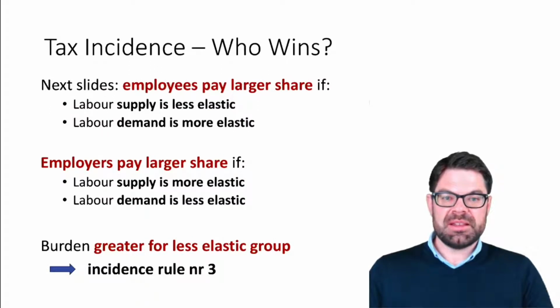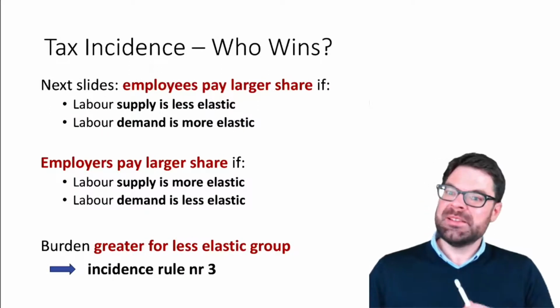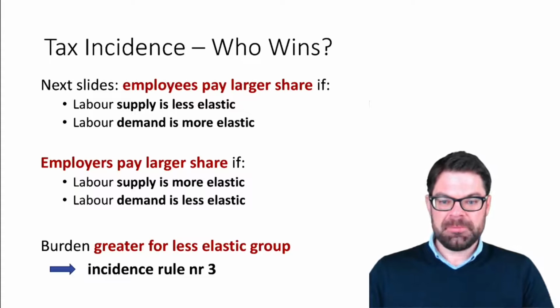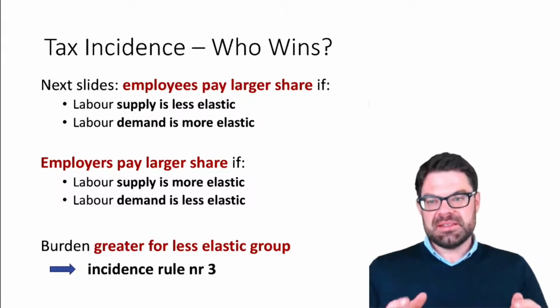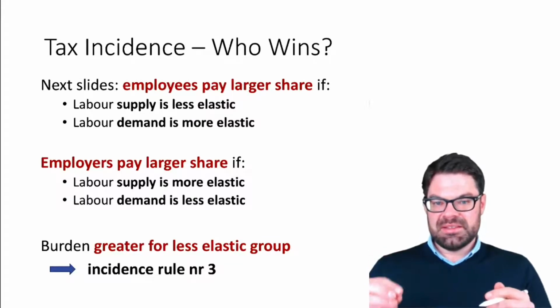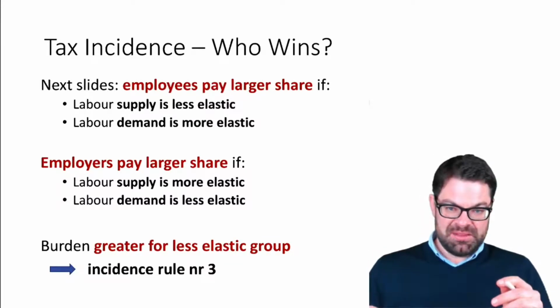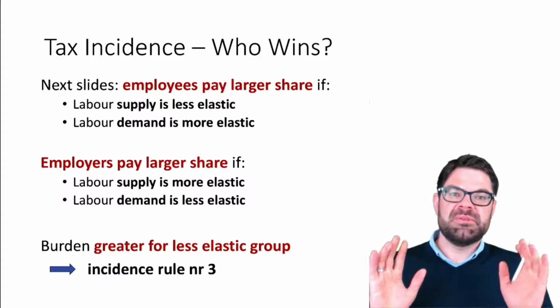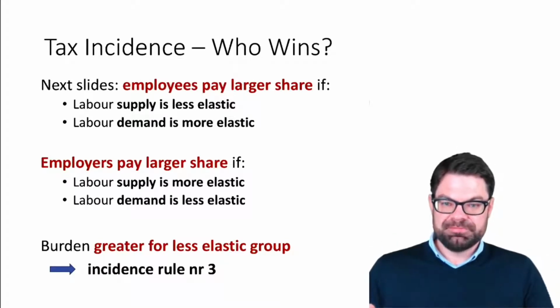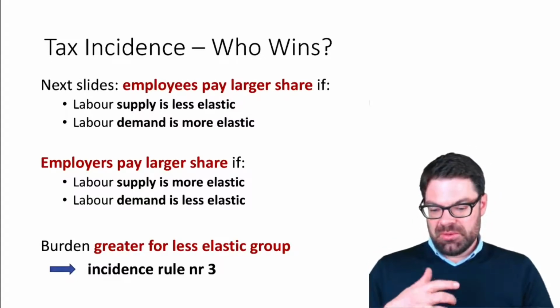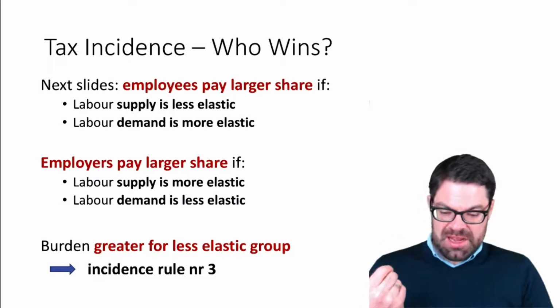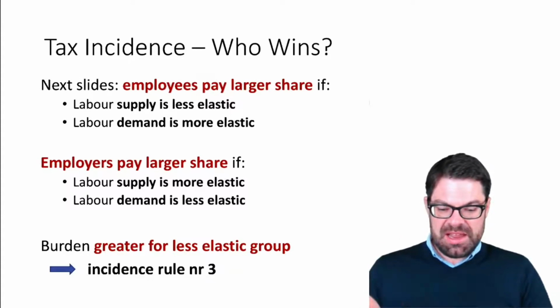Now let's look at number three, who wins and who loses. And so what we will look at here is how the incidence depends on the elasticity of supply and demand. Now that sounds very, very abstract, at least to some of you, and rightly so. So what do we mean by that? So let's start with labor supply. When is labor supply elastic?